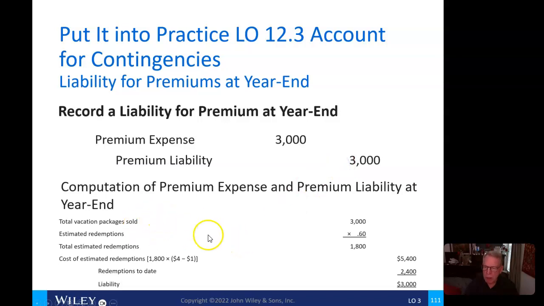And we compute that by taking the number of vacation packages sold, which was 3,000. We estimated that 60% were going to be redeemed. So that was an estimate of 1,800 redemptions. And then the cost of that redemption was 1,800 times the $4 less the dollar that we would get back from the customer that redeemed it. So that's $5,400. And then we have had redemptions to date of $2,400. So that difference then is $3,000.